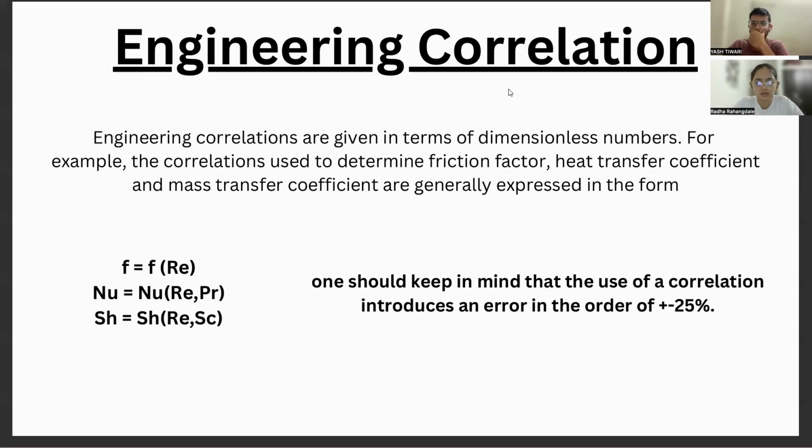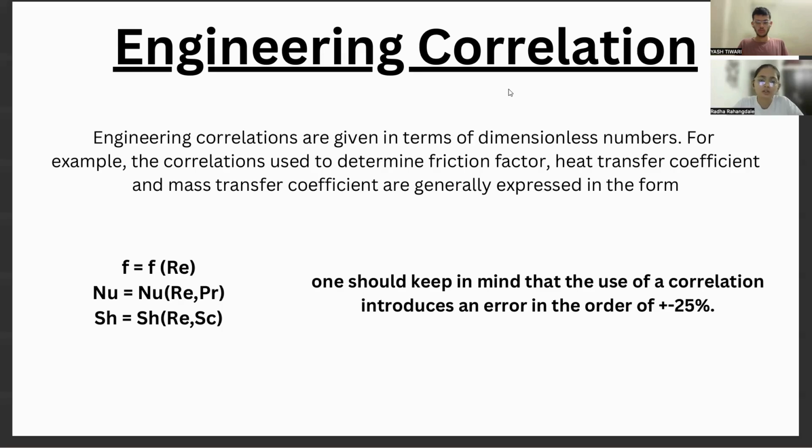Engineering correlations are given in terms of dimensionless numbers, as we have already given you some brief on dimensionless numbers. So basically, we will use those dimensionless numbers in defining the engineering correlations. For example, the correlations used to determine the friction factor, heat transfer coefficient, and mass transfer coefficient are generally expressed in the form, as given in the PPT, friction factor is equal to a function of Reynolds number.